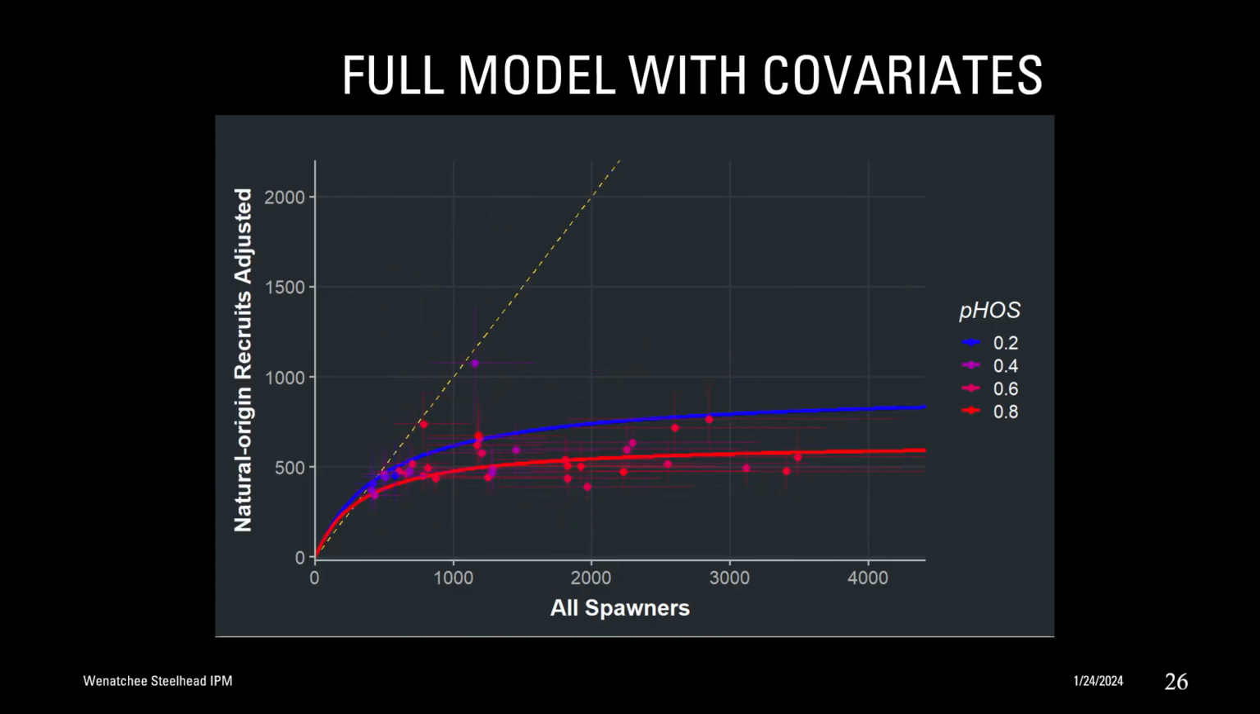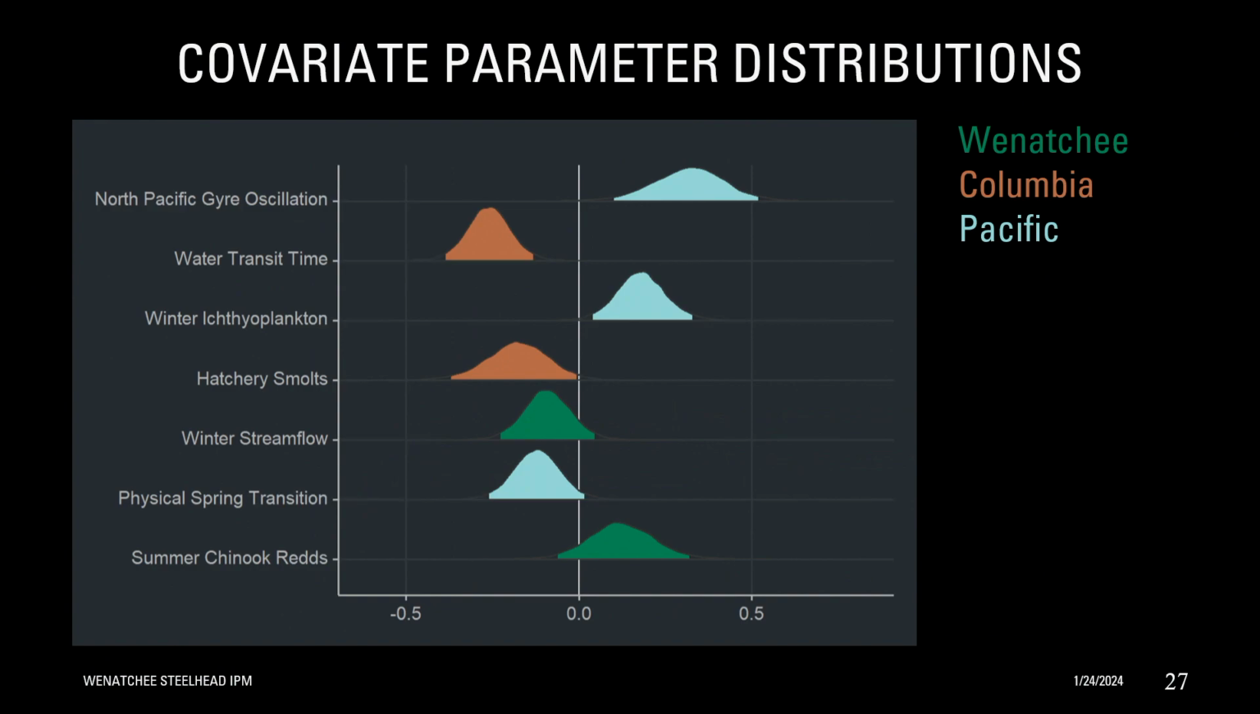This is what we get. Much of that scatter in the data is gone, having been accounted for by subtracting the proposed environmental effects. We still see a higher capacity when more of the spawners are wild fish, but the difference is less than it was before. Now, the one last thing I can do with this is look at the distributions of the parameters associated with these covariates.